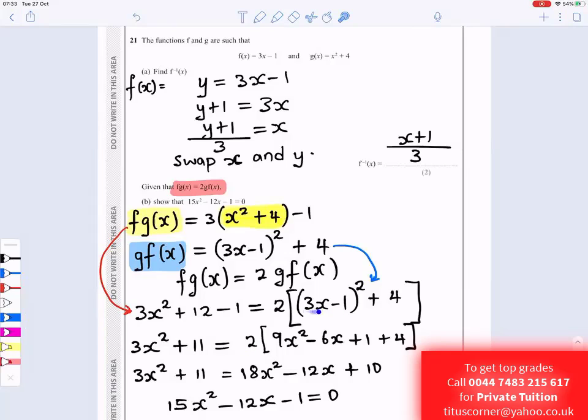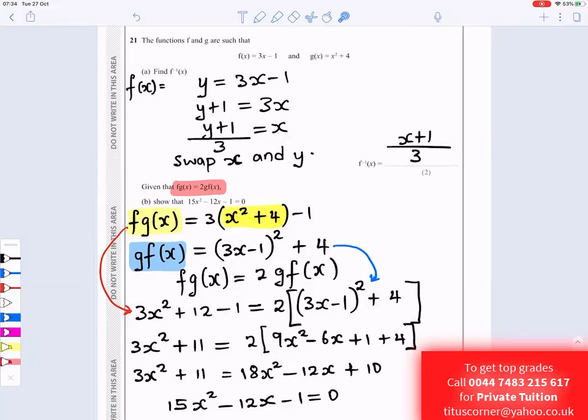Now, what we need to do is 3x squared plus 12 minus 1 is 11, equals 2 bracket. You expand 3x minus 1 all squared, would give you 9x squared minus 6x plus 1 plus the 4. Now, you remove the bracket. 2 times 9 is 18. That gives you 18x squared. 2 times 6 is minus 12. And 1 plus 4 is 5. 5 times the 2 gives you 10.